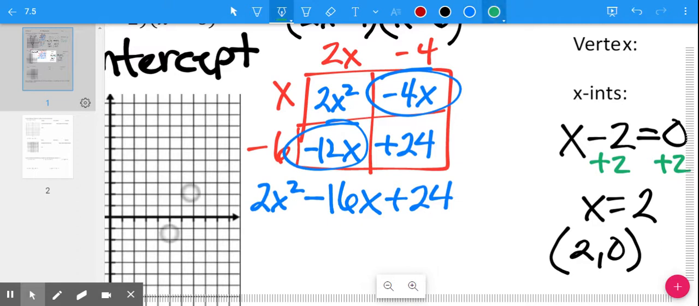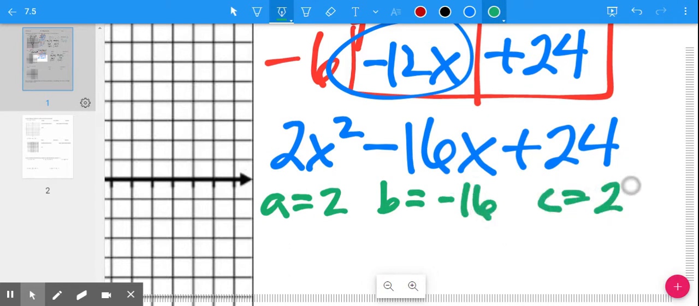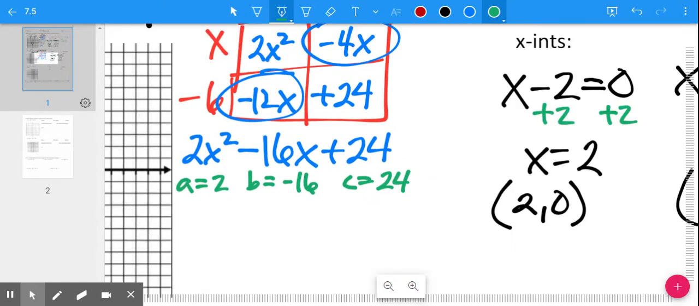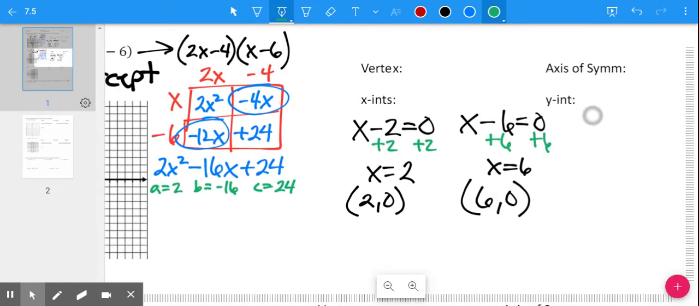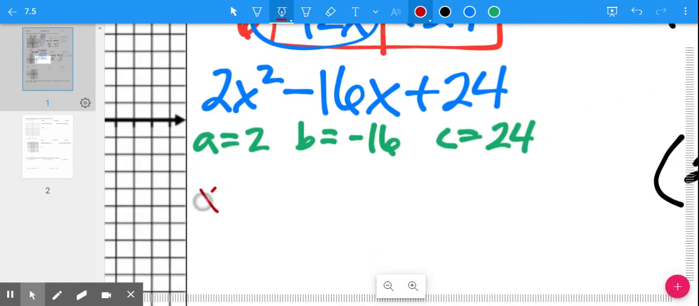So now we can label all the parts. We know a equals 2, b equals negative 16, and c equals 24. Because c equals 24, your y-intercept is 0, 24, and we still have to find the vertex. So to find your vertex, we do the negative b over 2a. So x value of your vertex is negative, b is negative 16, over 2 times a is 2.